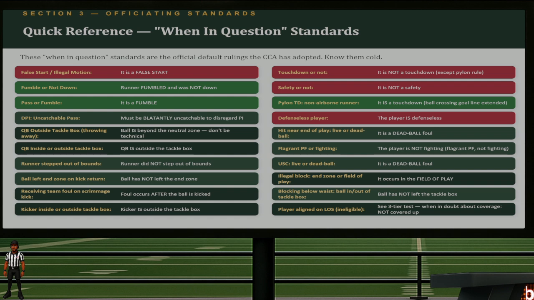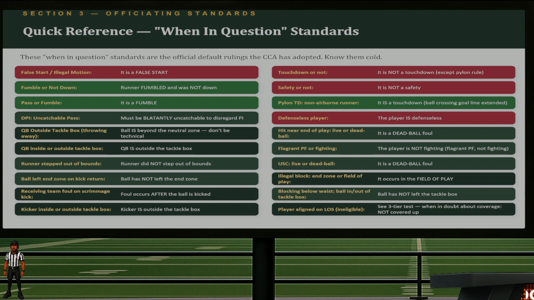Now let's go through the full list of when in question defaults from Section 3. These are not situational guidelines. These are the official default rulings. Know every one of them. False start versus illegal motion: it is a false start. Fumble or not down: the runner fumbled and was not down. Pass or fumble by the quarterback: it is a fumble. DPI: was the pass uncatchable? The pass must be blatantly uncatchable to disregard a foul for pass interference.